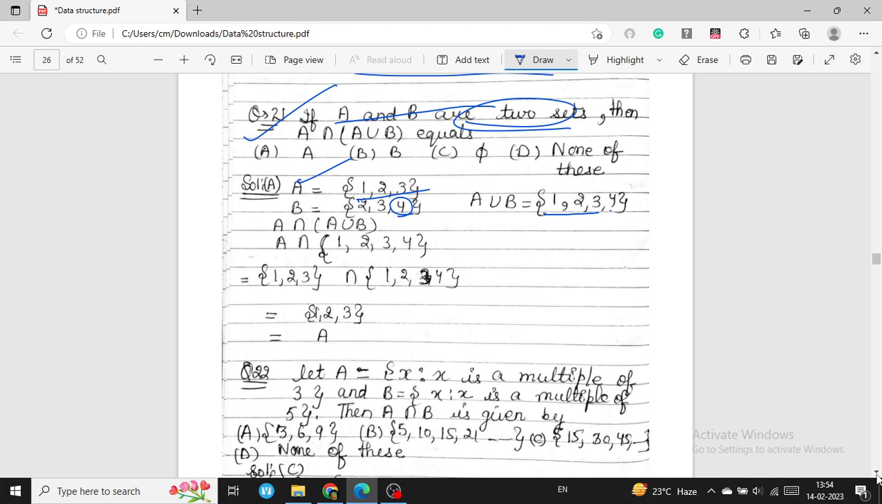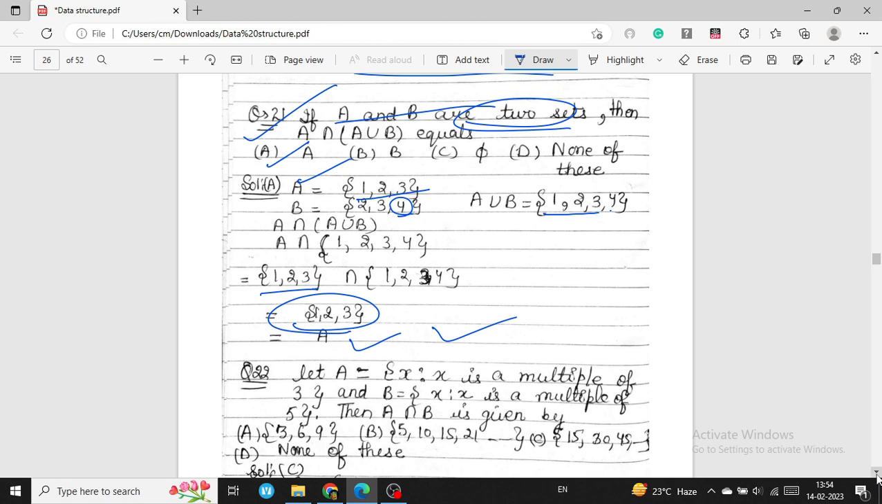When we take the intersection between A and (A union B), we take only the intersect values, which are only the first set's values, that is 1, 2, 3, that is A. So that's why you can see it matches. So the answer is A.